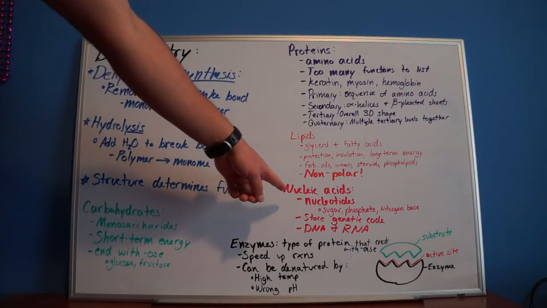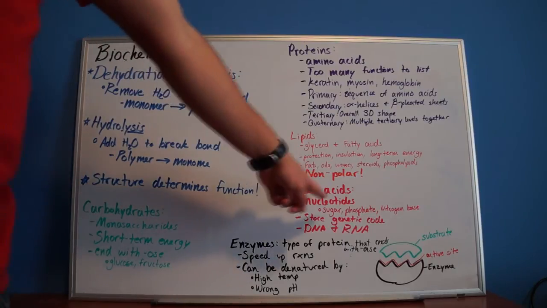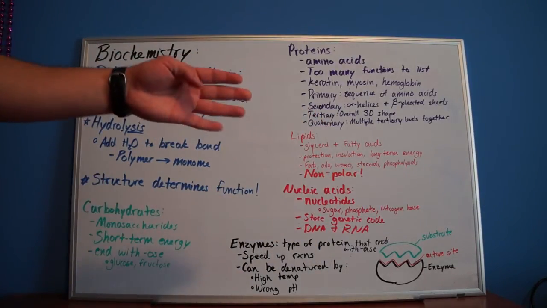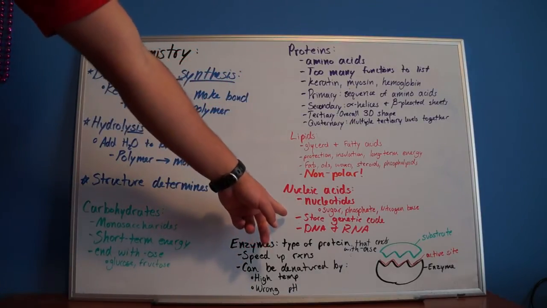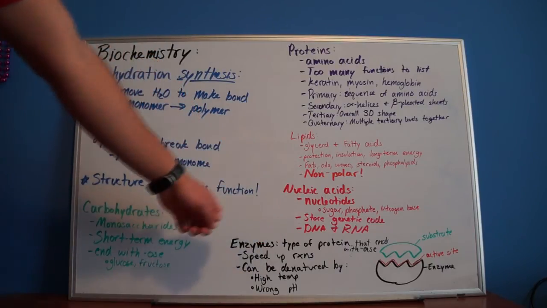Nucleic acids, their monomer is nucleotides, and it has those 3 parts. It has a sugar, a phosphate, and a nitrogen base. Those bases we talked about, there were 4 of them: adenine, thymine, cytosine, and guanine. They're going to store the genetic code, and the only 2 examples of them are DNA and RNA.